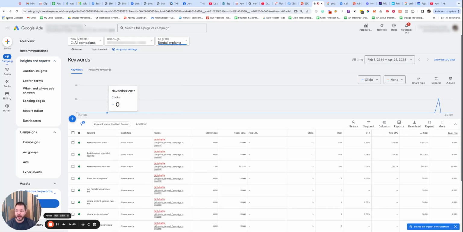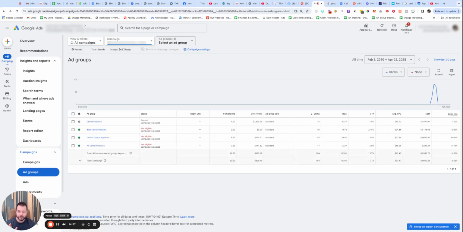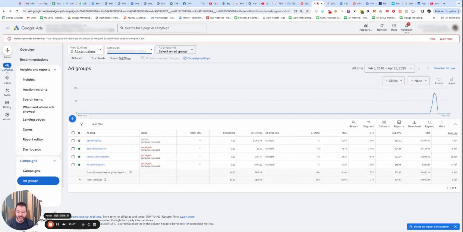So at the end of the day, when we look at this account, it didn't take too long to figure out where the account went wrong. And again, we can realistically expect 4 to 6 weeks before we're really starting to make larger optimizations and adjustments, because we want to give Google enough time to bring data into that account.